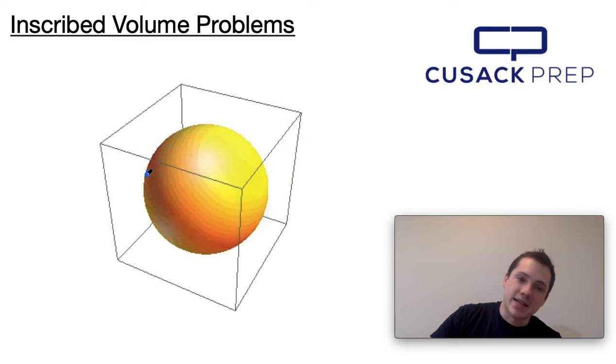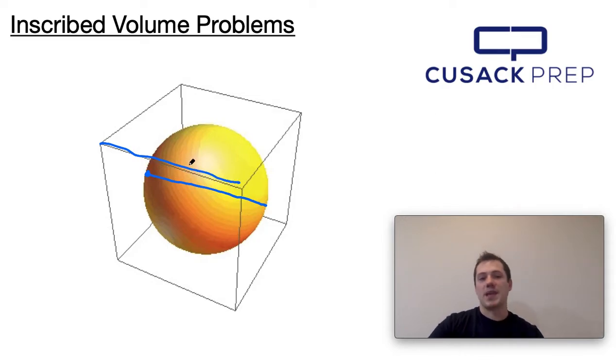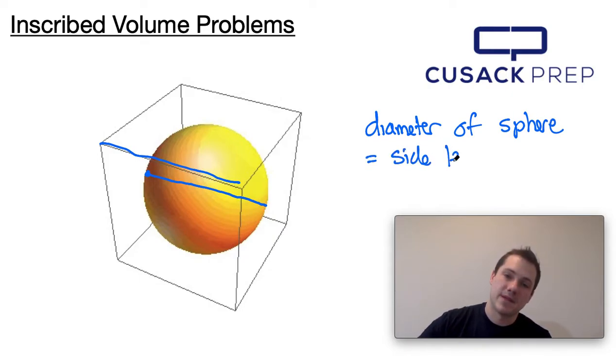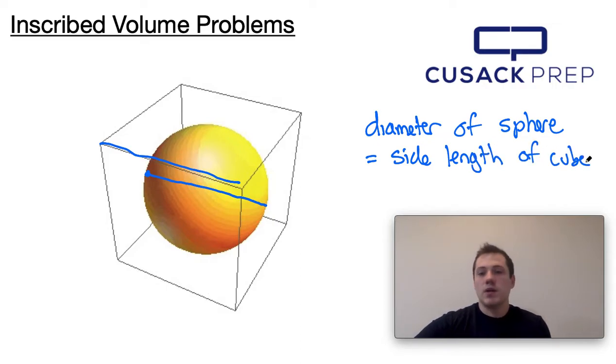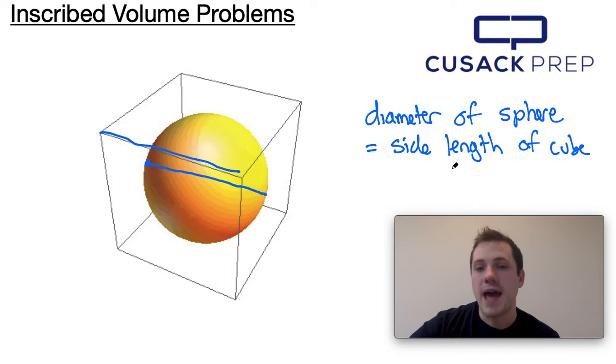But what we can see here is that if I were to draw the diameter of this sphere, it's equal to a side length of this cube. It's a little hard to see from the angle, but essentially these two lengths should be the same as each other. So we have the case where the diameter of the sphere is equal to the side length of the cube.